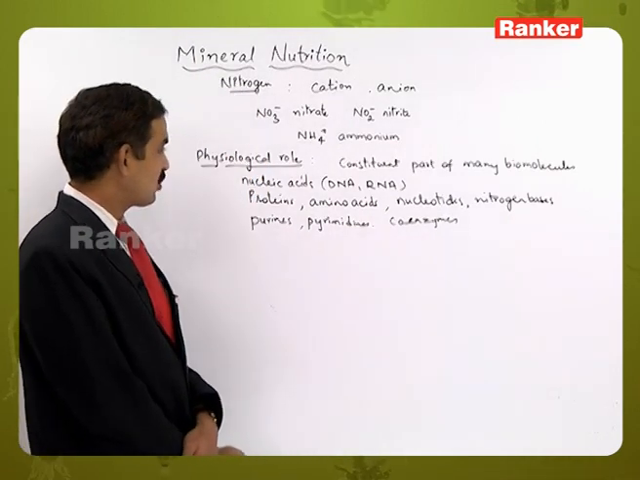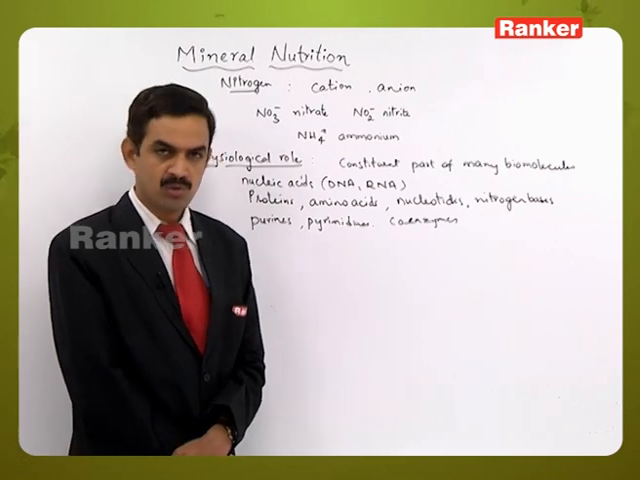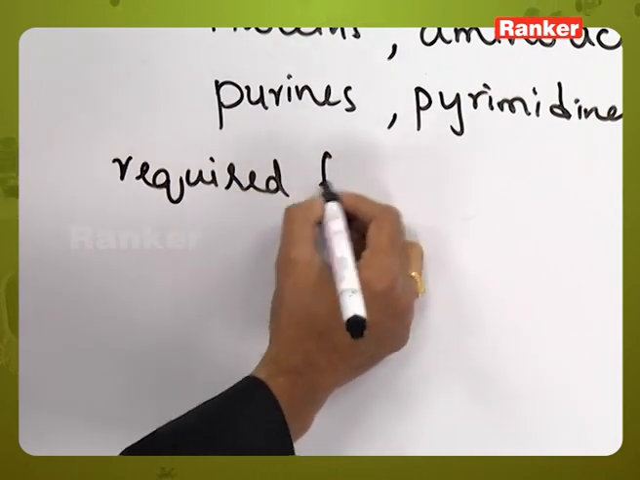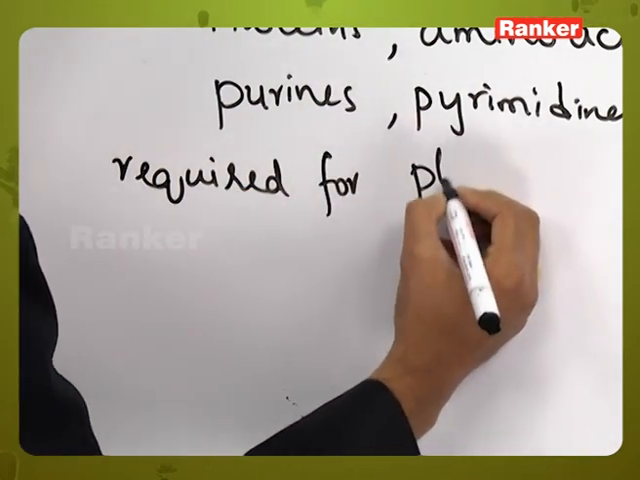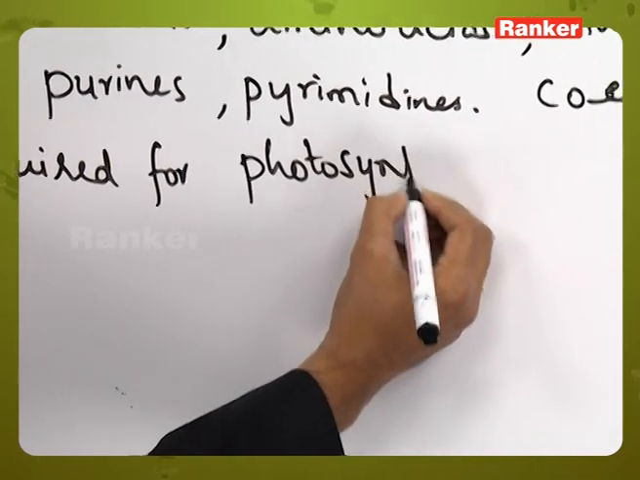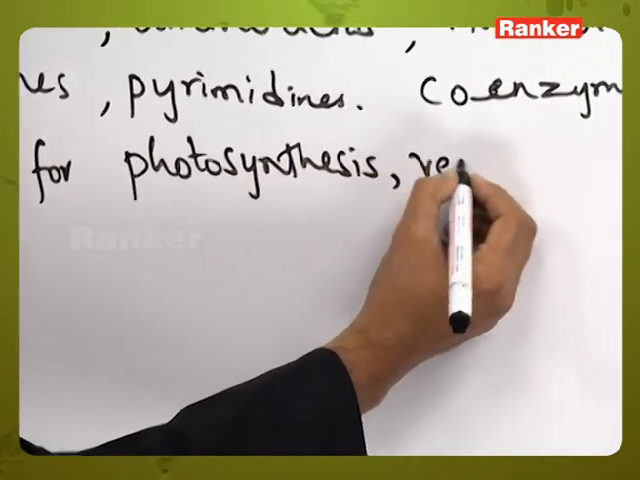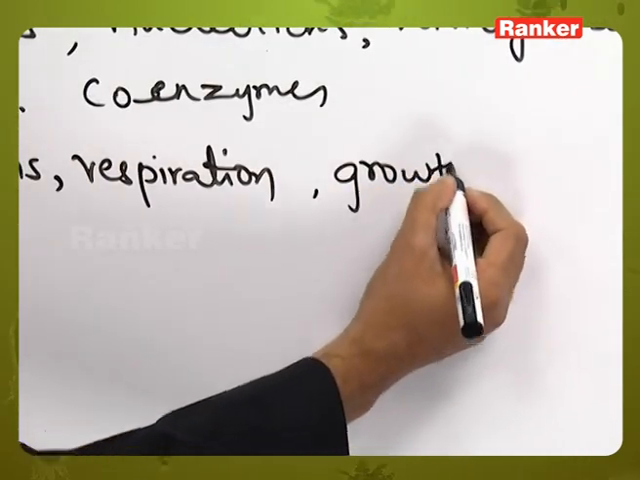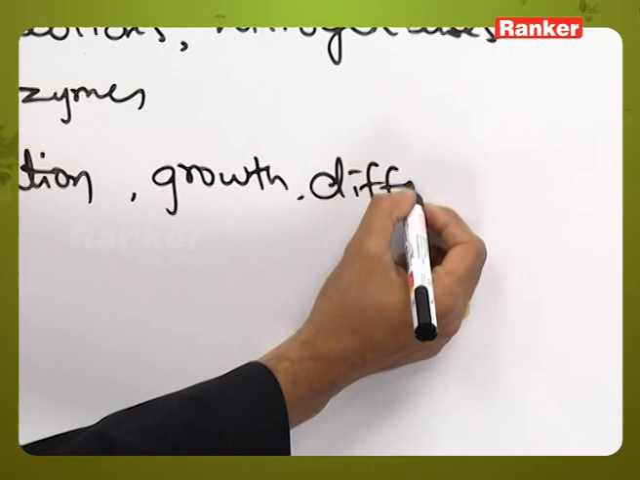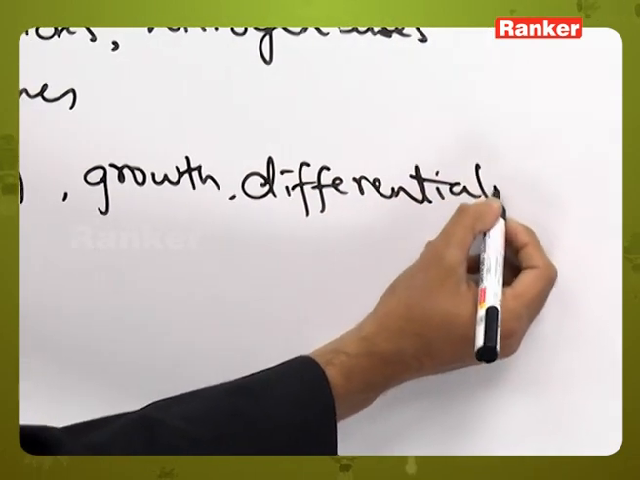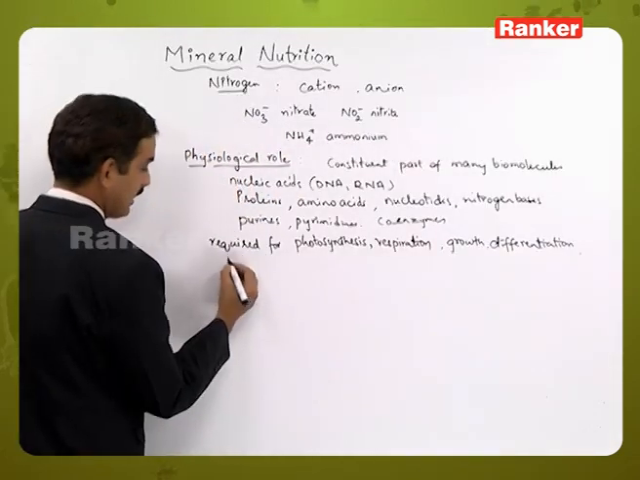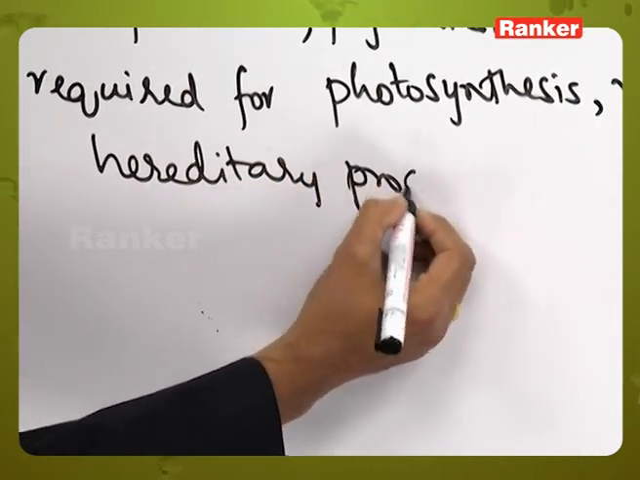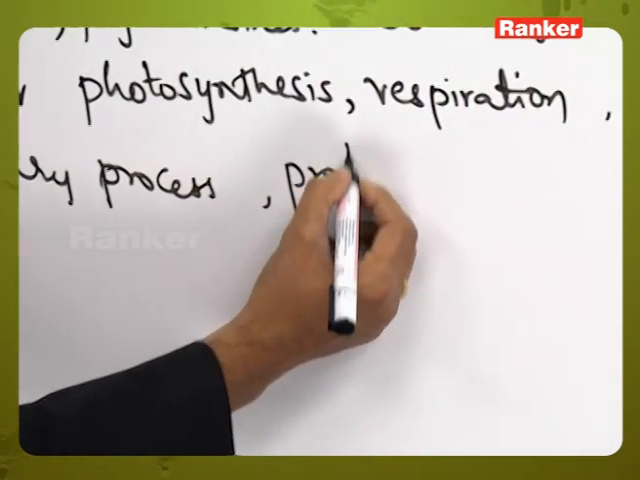These are also being the constituent part of some of the hormones. Then these are required for various metabolic functions like photosynthesis, respiration, growth, differentiation, hereditary process, protein synthesis, etc.